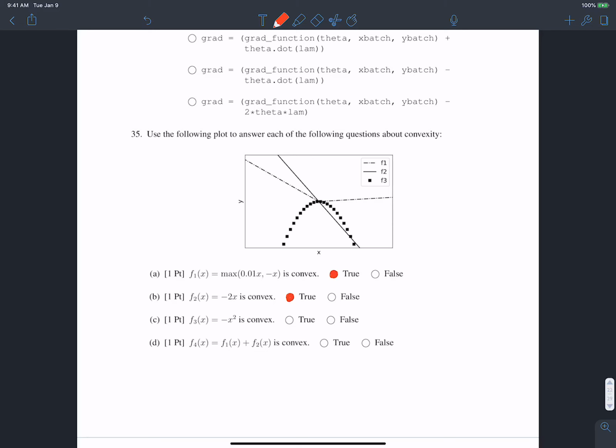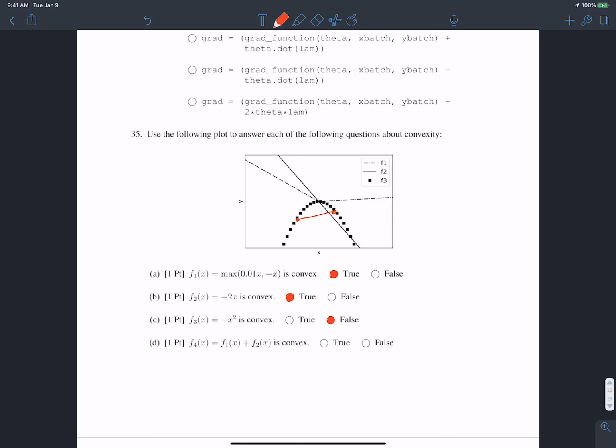Is f3 of x, which is equal to negative x squared, convex? No, it's not, because clearly you can see here, if I pick 2 points on the curve and draw the secant between them, it is below the function, not on or above. So that's false. You don't even really need to have the picture to know that, because x squared is known to be convex, so negative x squared will not be convex.